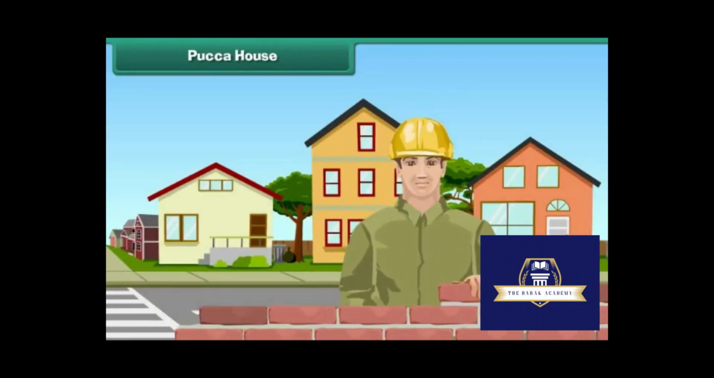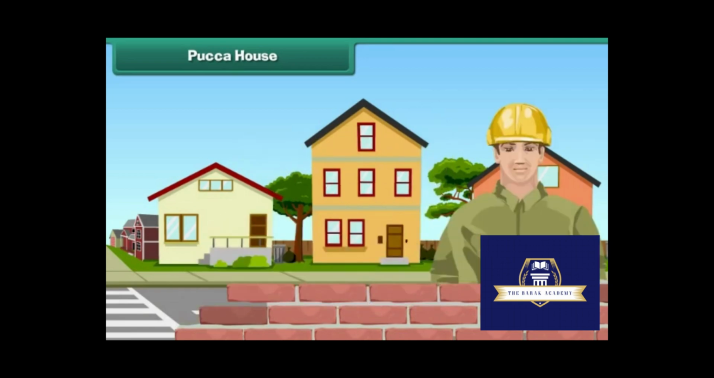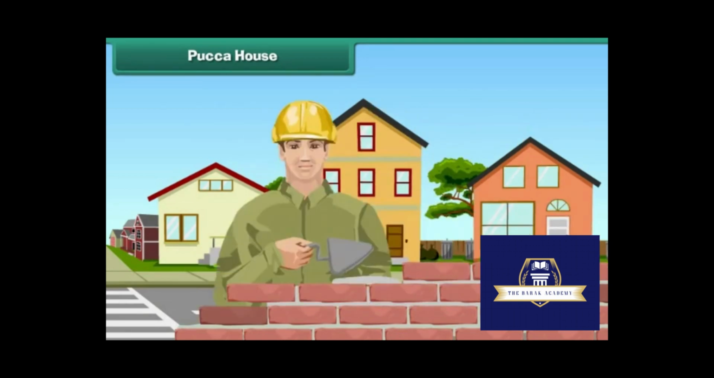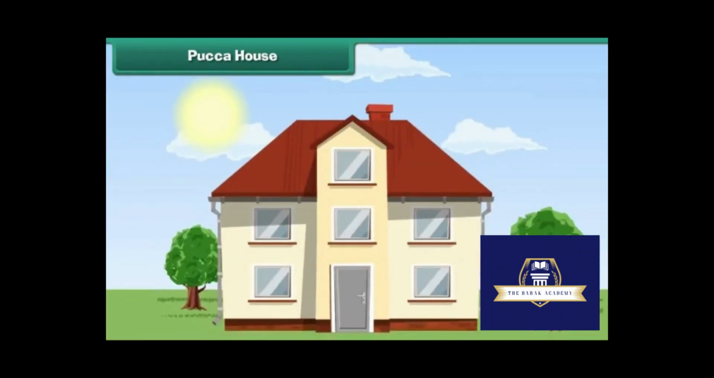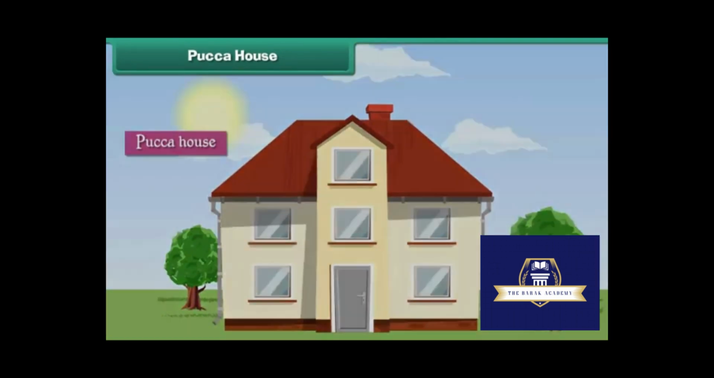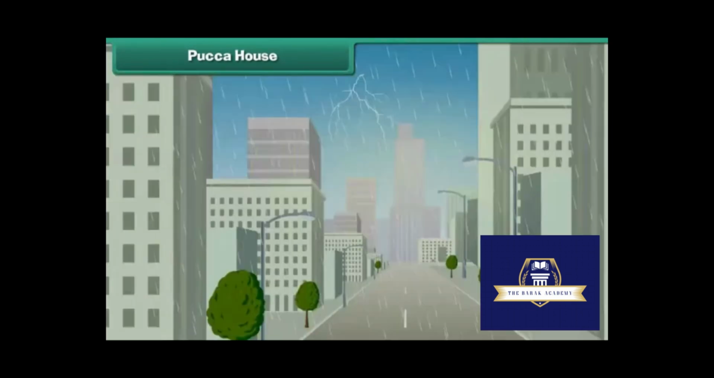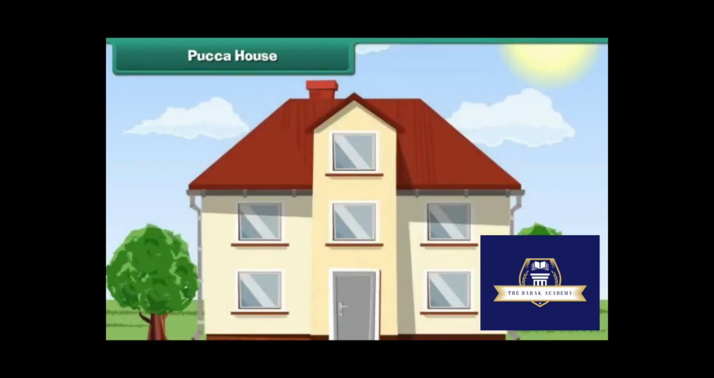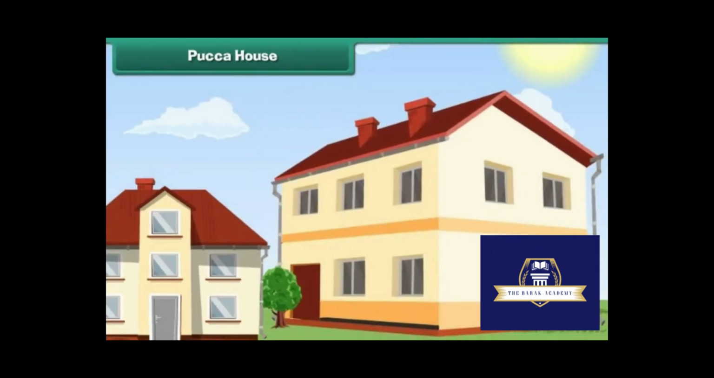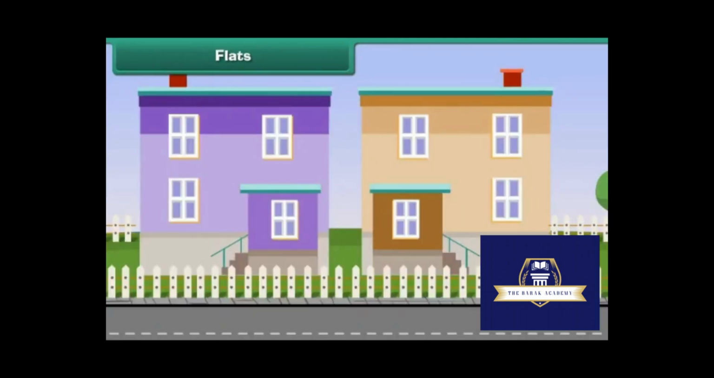Pakka house. In towns and cities, houses are built with bricks, cement, and concrete. Such houses are called pakka houses. They are strong. They can withstand earthquakes, storms and floods. Pakka houses can be single or multi-storied. Some single-storied pakka houses are huge. They are called bungalows.